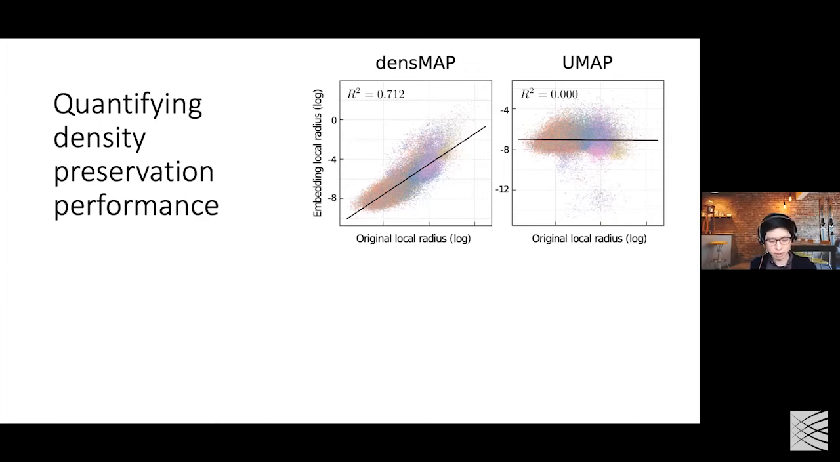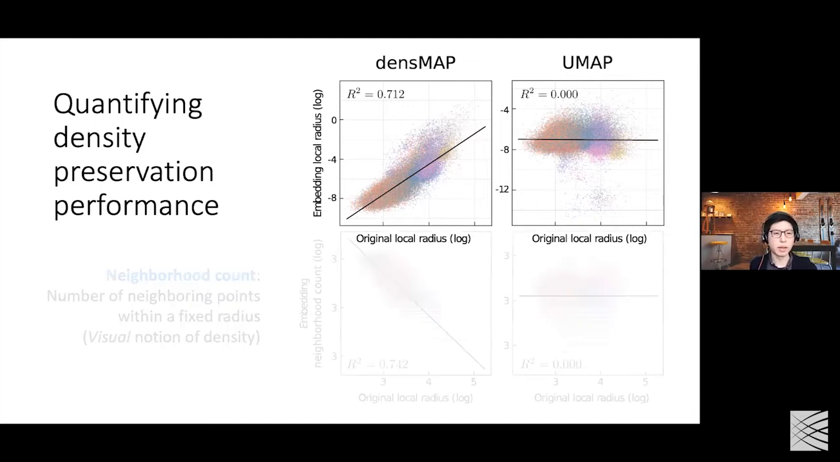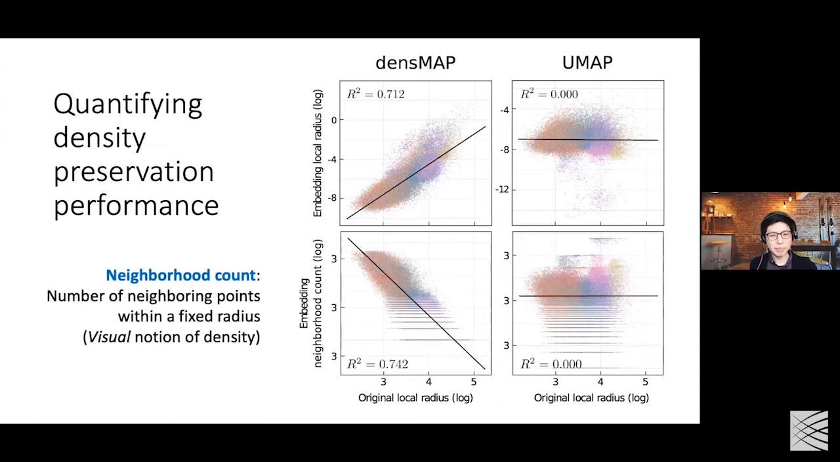So we tried to look at this from a slightly different angle as well, based on a more visual notion of density. We call this neighborhood count, which is simply counting the number of data points within a certain radius around each point in the visualization. So this would directly correspond to what our eyes perceive when we look at these images. Now if we correlate this measure with the local density in the original data set, these are the plots that we get. Again, we see high correlation for densMAP and low correlation for UMAP. So these results give us some reassurance that what we are seeing in these images are truly reflective of the underlying patterns.